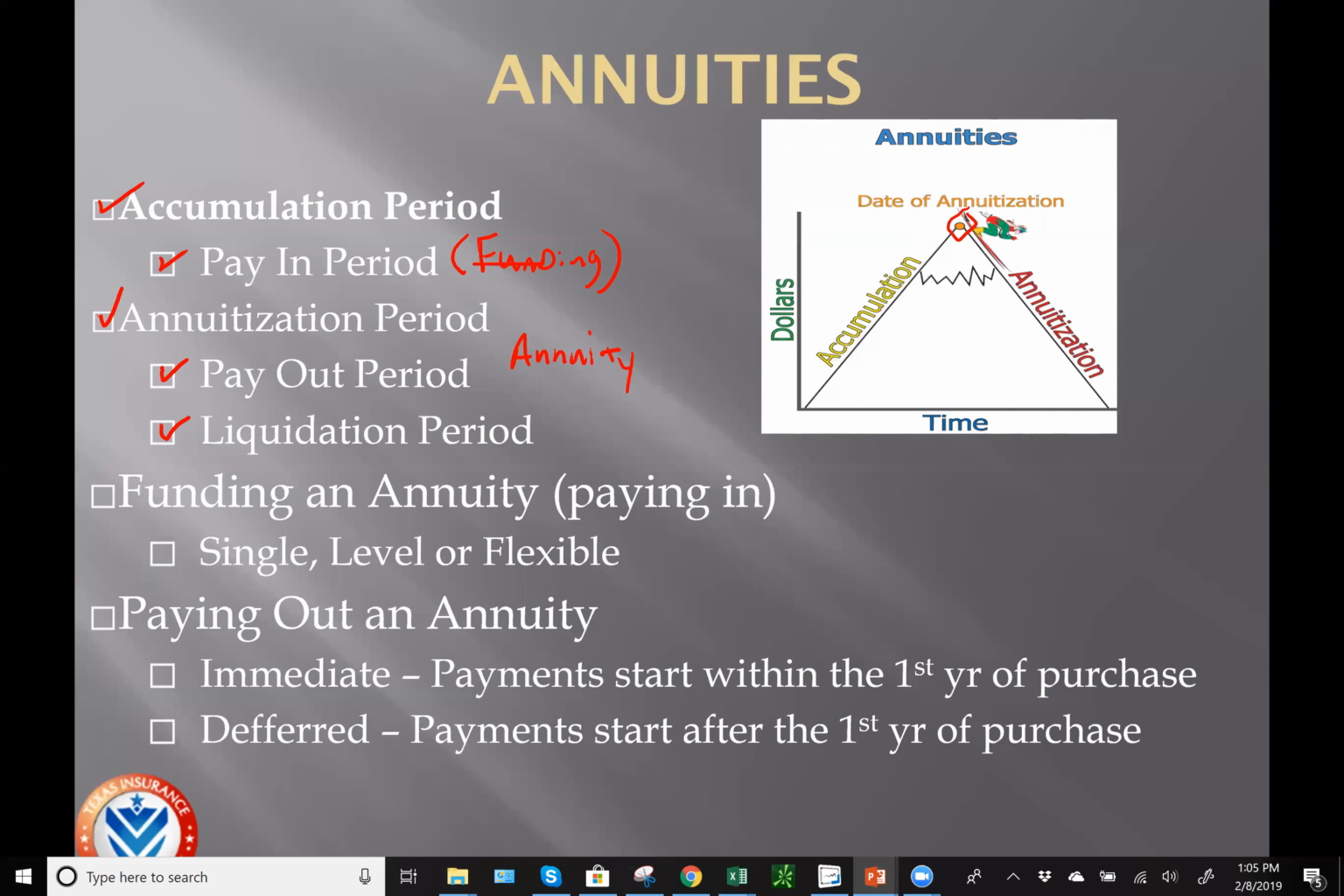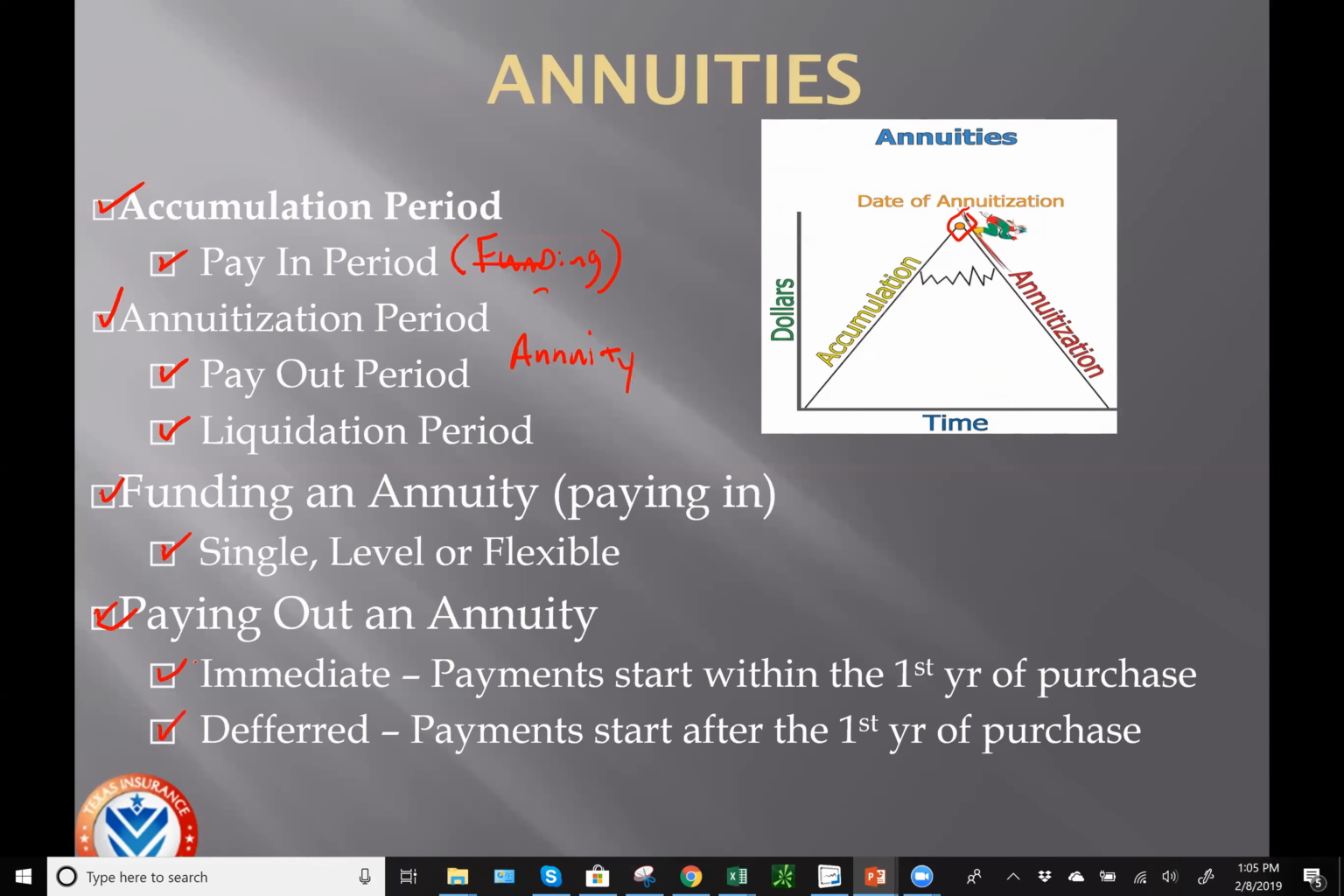Now, getting back to the funding of an annuity, or how it's paid for, during the pay-in period, the accumulation period, three words that you need to know for your test are single, level, or flexible. Those words are talking about the funding, or how it is getting paid for. Then there are two words that describe the payout of an annuity and when that payout is going to begin. And those words are either immediate or deferred.